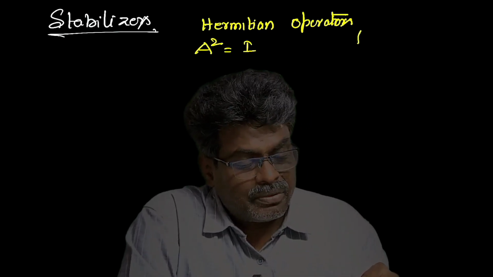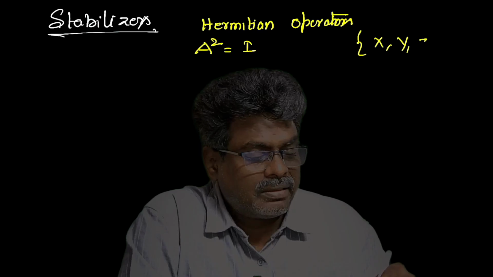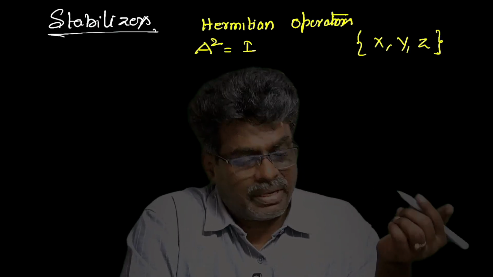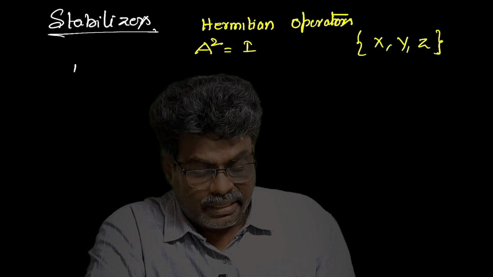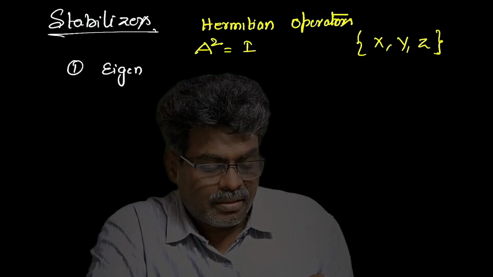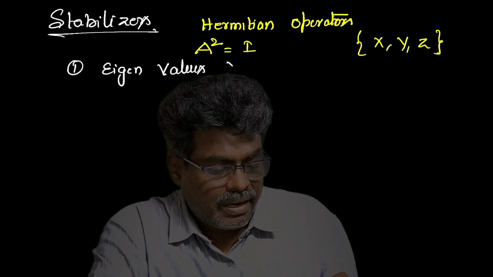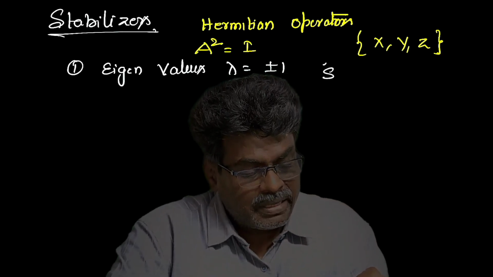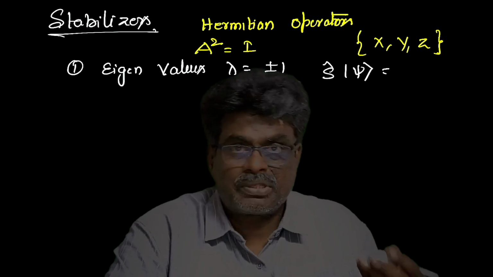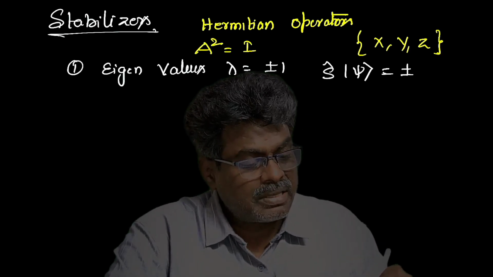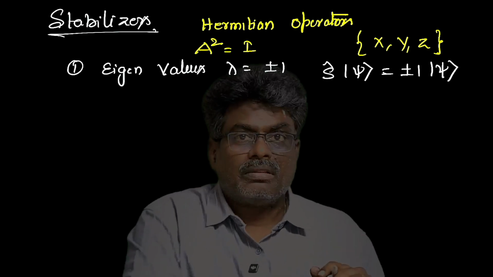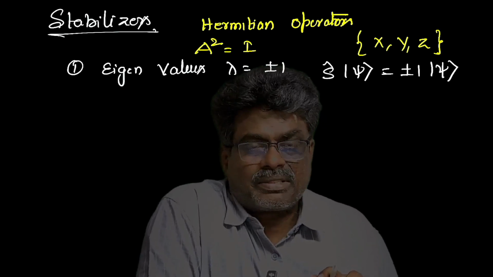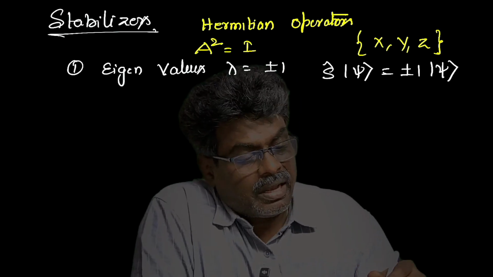For example, if you take this X, Y, Z, something like this. Okay, so the Pauli matrices whose square equals I. And the most important thing, the eigenvalues lambda equal to plus or minus 1. That means if you have a stabilizer operator, it operates on a syndrome state psi, so you will get either plus or minus 1 times psi. That means syndrome states are eigenstates of these stabilizers. So here this is an eigenvalue equation.